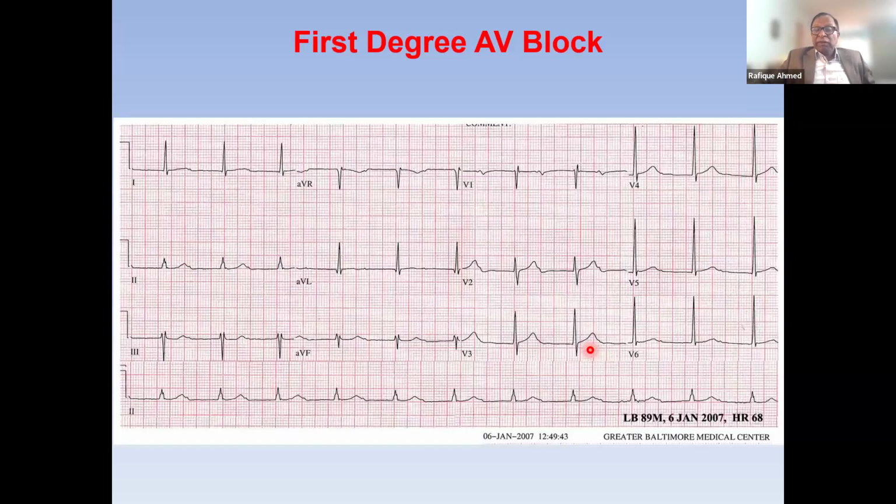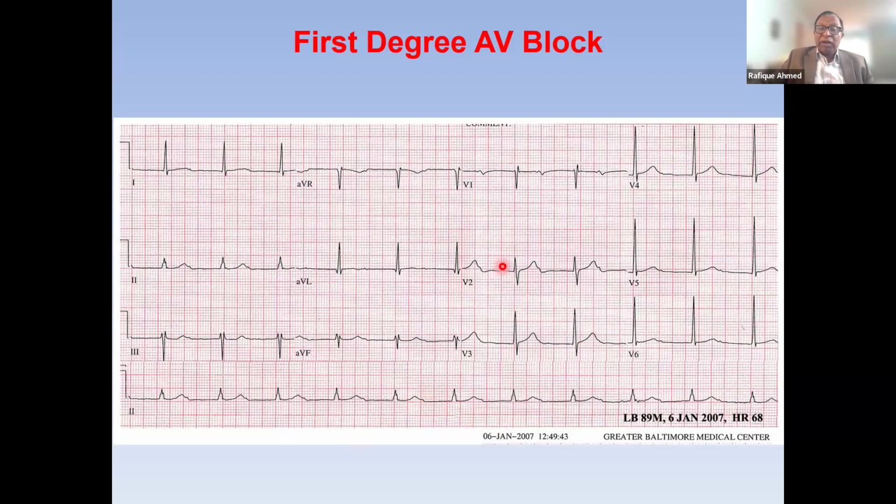Again, there is another patient. This one has a markedly prolonged PR interval. If you look at it, it's basically from here, it's almost 880 milliseconds PR interval. Again, if the patient is asymptomatic, there is nothing to be done for this.